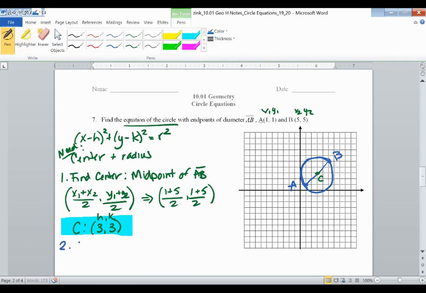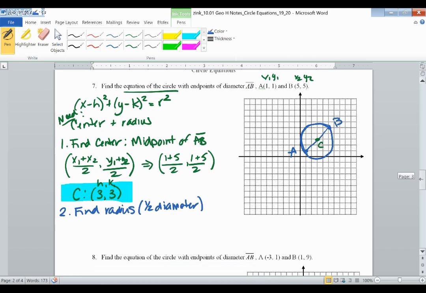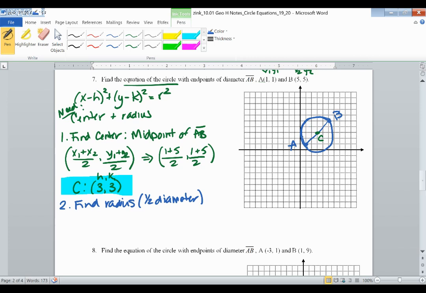Next step, I need to find the radius. Well, we know the radius is half of your diameter. So you have 2 options here. You can either find the distance between A and B, which is your diameter, and divide it by 2. And I like that way because you're using the original points, so you know you're going to get the right answer. But sometimes that's tricky at the end.